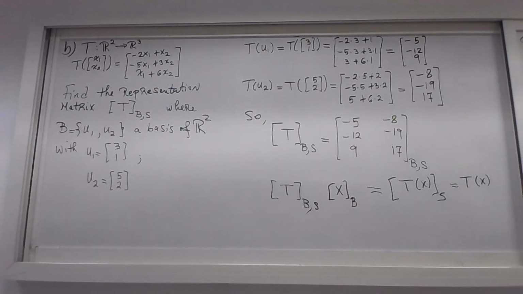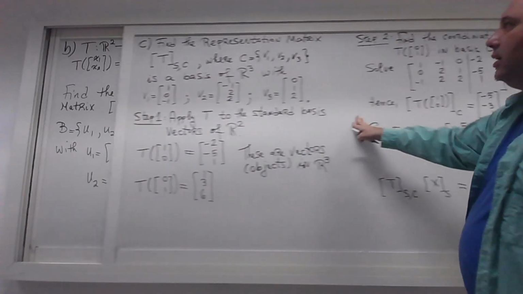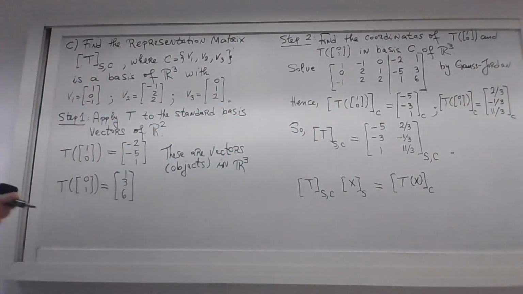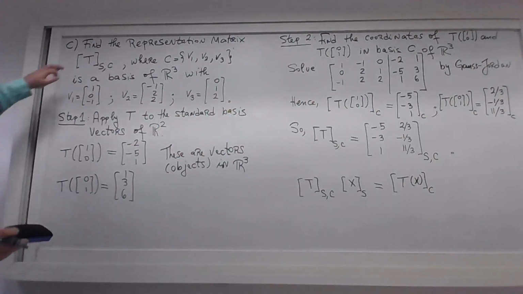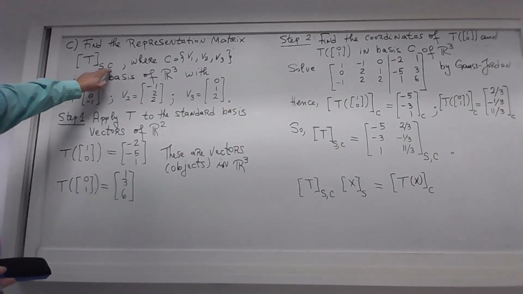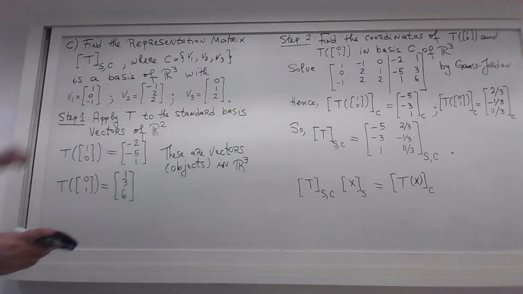Okay, nice. Let's make it more complicated. So the same linear transformation. Now what I want is a representation matrix relative to the standard basis for inputs and a basis C for the outputs. So basis C is a basis of R3 given by these three vectors here.